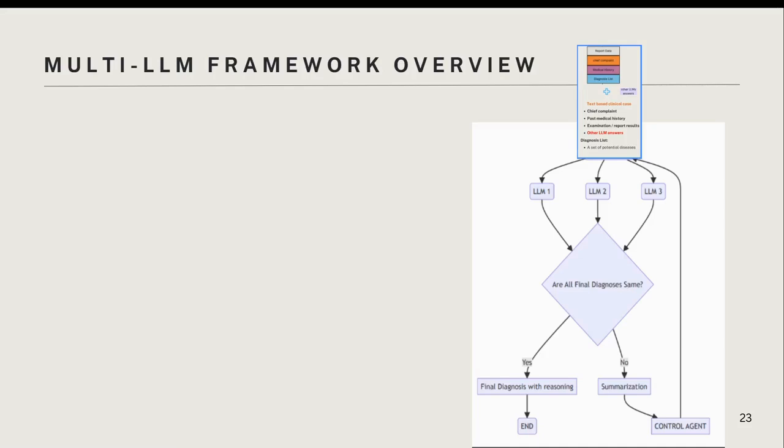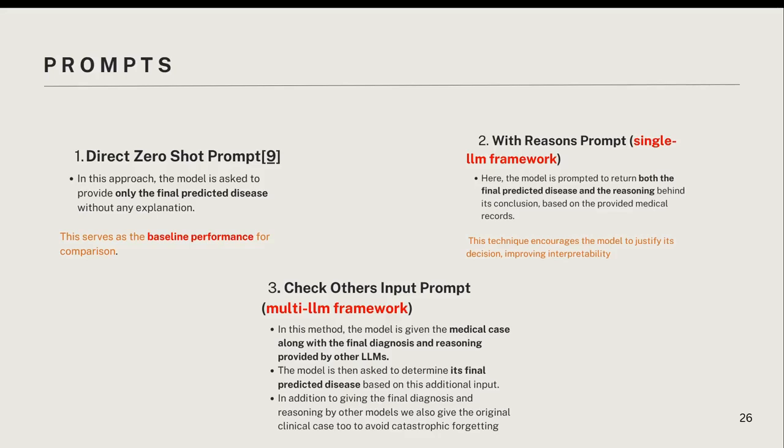This is also another view of how the system works for the individual LLM and multiple LLM framework. As I mentioned, we don't involve any fine tuning or training of the data. Our system is entirely based on efficient prompting techniques. We have four prompting techniques, which include the direct zero shot prompt that was originally used in the original paper, and our own created prompt called the with reason prompt, where we ask the model not only to provide the final answer but also to provide the reasoning. And finally, the check others input. That's the prompt used by the multi LLM framework.